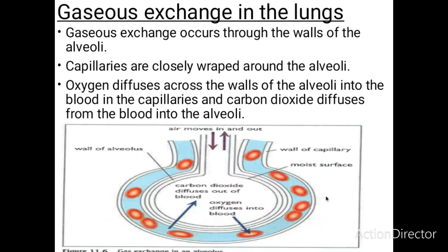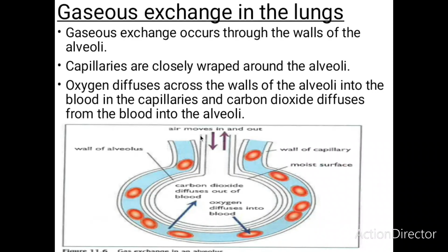This diagram illustrates how gaseous exchange occurs in the alveoli. This is an alveolus, and this is a blood capillary. The blood capillary brings deoxygenated blood, or blood containing carbon dioxide, to the alveolus. The carbon dioxide diffuses from the blood inside the capillaries into the alveolus. And at the same time, oxygen diffuses from the alveolus into the blood inside the capillaries. And then the blood containing oxygen is carried away from the alveolus.